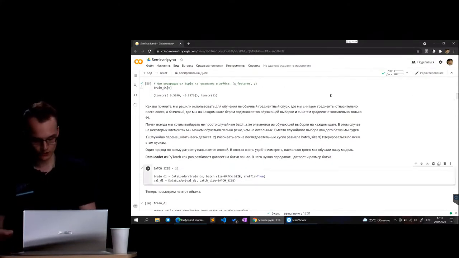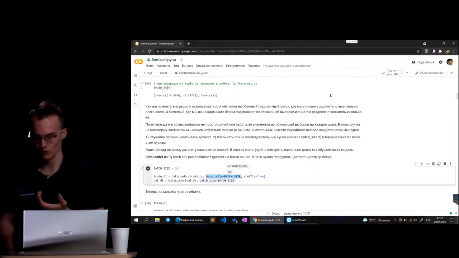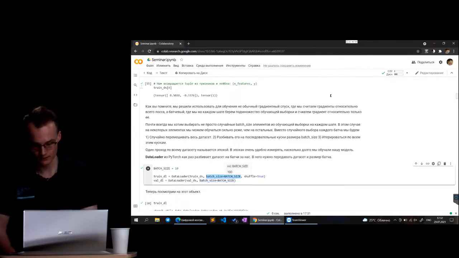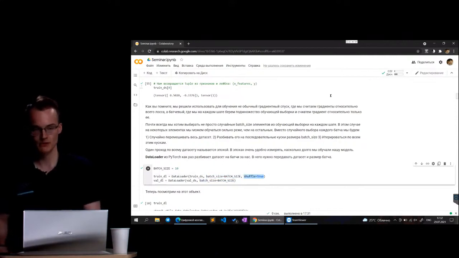Because we need datasets in order to make a data loader. A data loader is a special class in PyTorch which cuts the set into batches for us. All that is left for us to do is to make this object and pass the dataset as the first element and pass the batch size we want as the second element. So in this case it's 10, and then shuffle. You can see that I am shuffling the training dataset, but I'm not shuffling the validation one, simply because in the validation dataset the order plays no role.